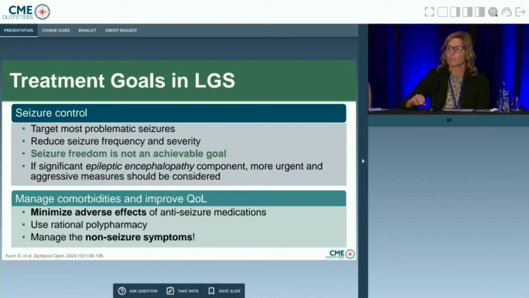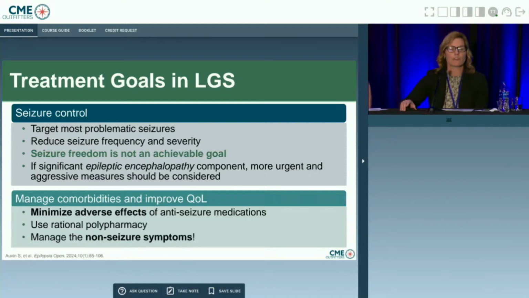And so you really have to understand where their starting point is and where you think you might be able to end up. The one caveat is if there is significant epileptic encephalopathy or cognitive impairment that you think is occurring as a response to ongoing underlying seizure activity, that may push you to be more urgent and be more aggressive in managing that seizure activity.